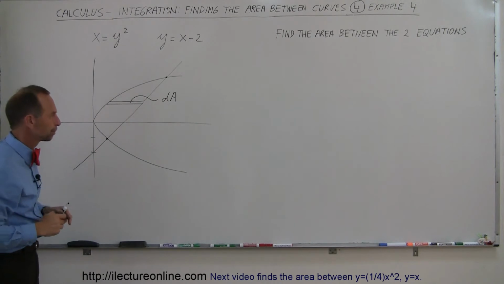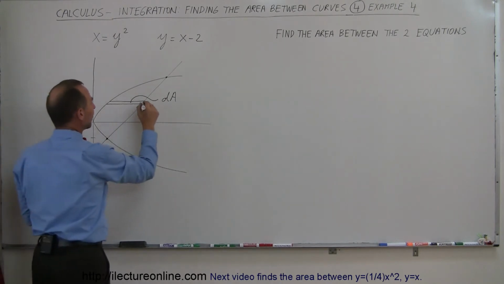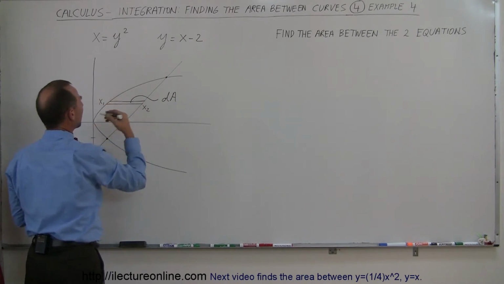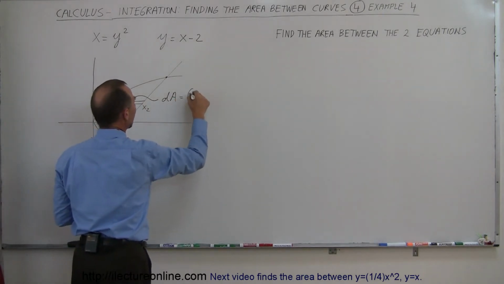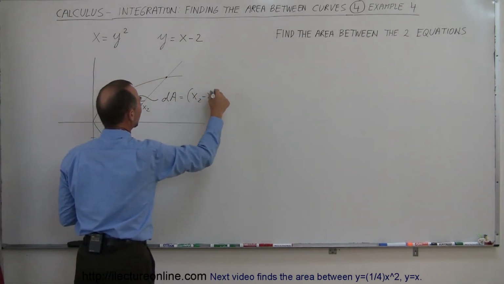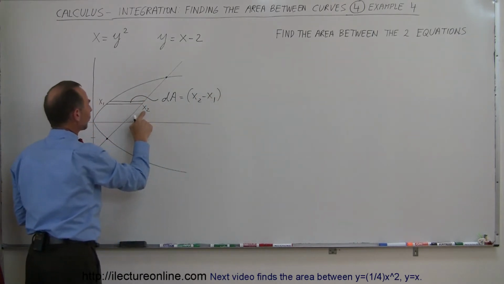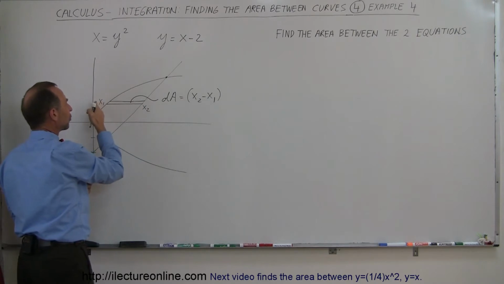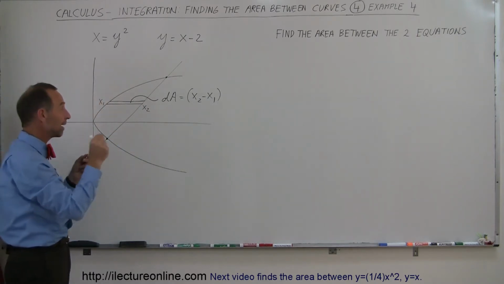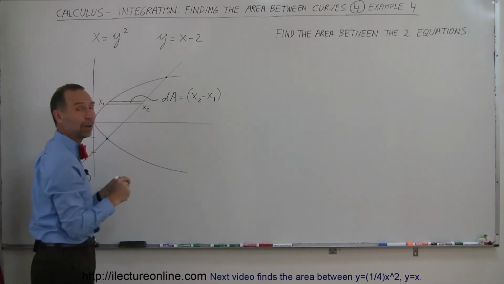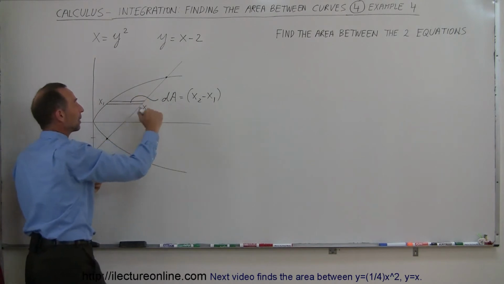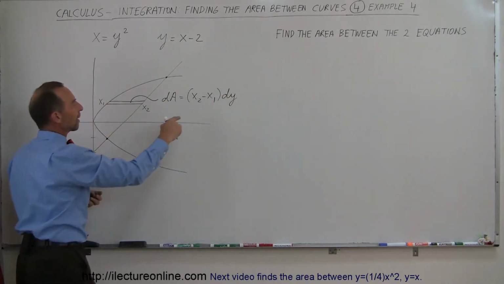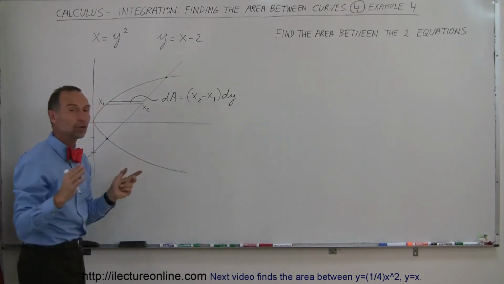So let's do that. So if we call this point right here x2 and this point right here x1, my area element is now going to be x2 minus x1. The reason why I put x2 first and x1 last is because this will have a larger x value and this will have a smaller x value. So when I go x2 minus x1, I get a positive quantity right there. And then my width here is my dy. Okay, now we still have to define what x1 and x2 are, and I'll do that in just a moment.